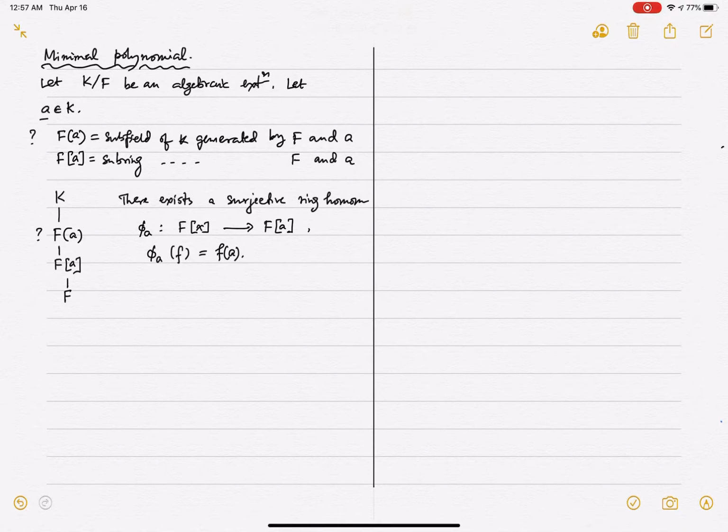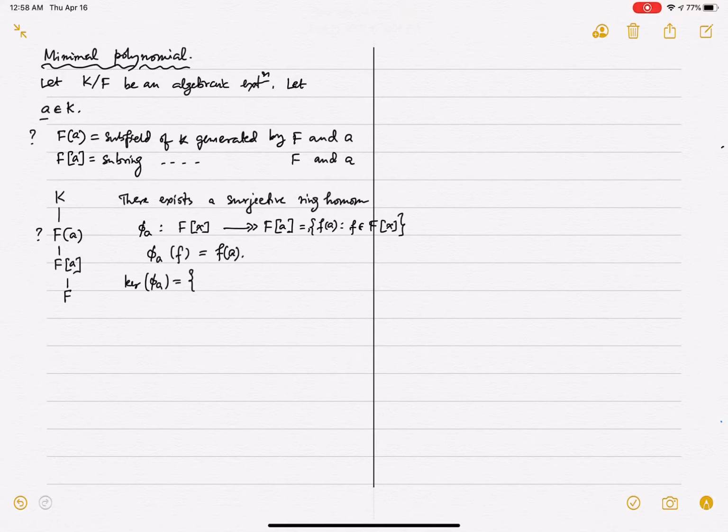What's the kernel of this? By definition it's surjective, because you can check rather easily that F[a] really consists of all polynomial expressions in a with coefficients from capital F. And so this is onto by definition. What's the kernel?